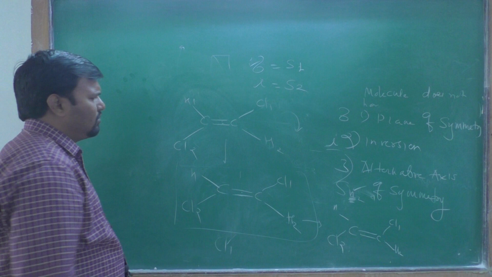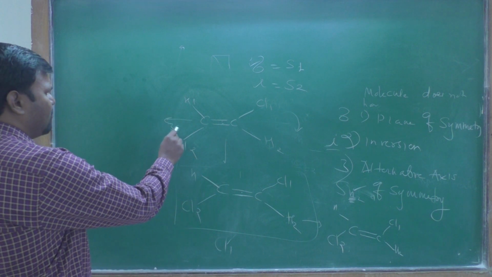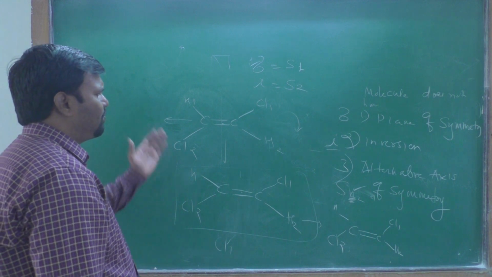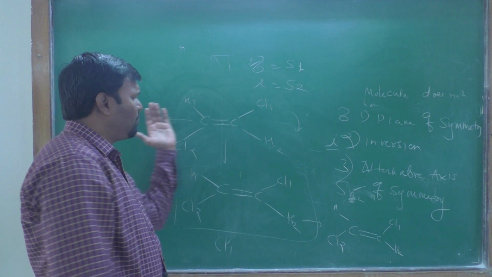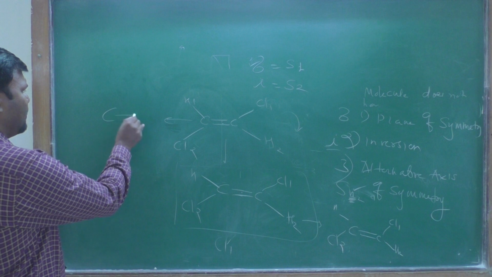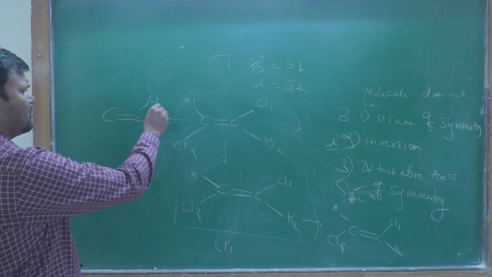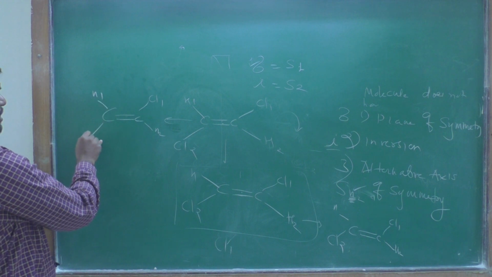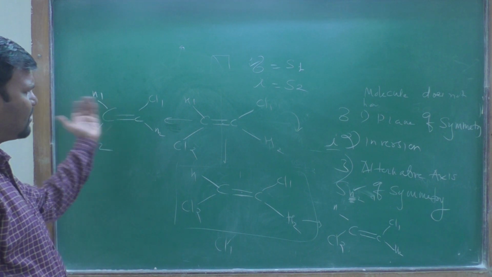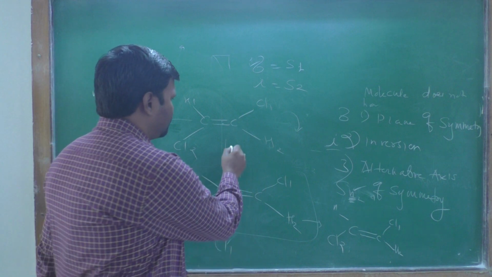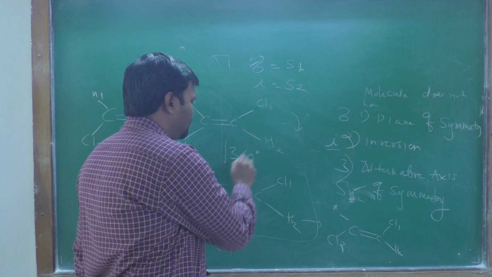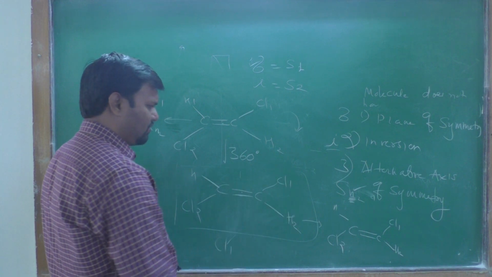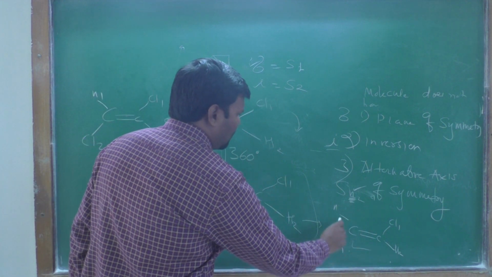Suppose you rotate the molecule 360 degrees and then pass the plane through it. You will obtain the same type of molecule, with H2, H1 and Cl2. After rotating 360 degrees and then passing the plane, you will obtain this molecule.